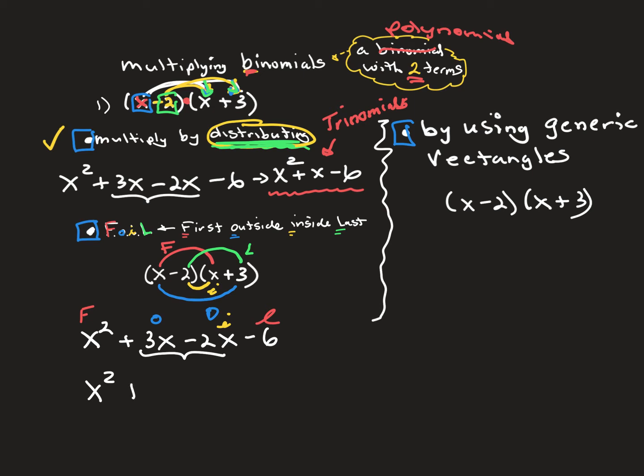Positive 3x and negative 2x leaves us 1x minus 6. And there is your answer when you multiply those two binomials together. And again, notice that that is a trinomial. So there's your FOIL. First, outside, inside, last.